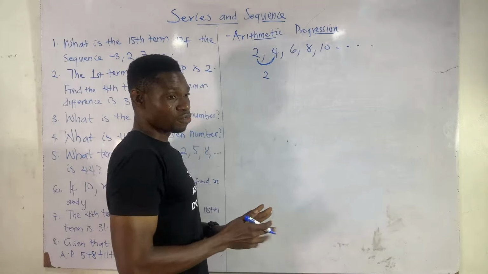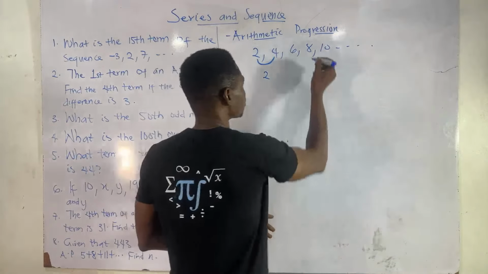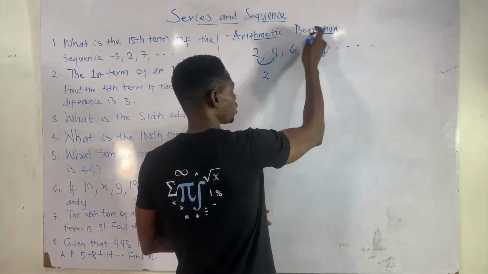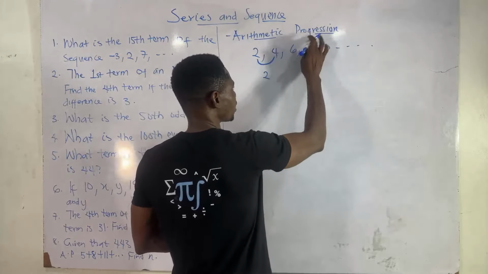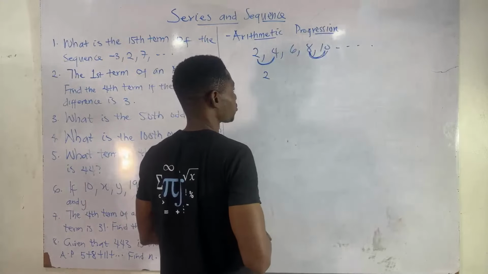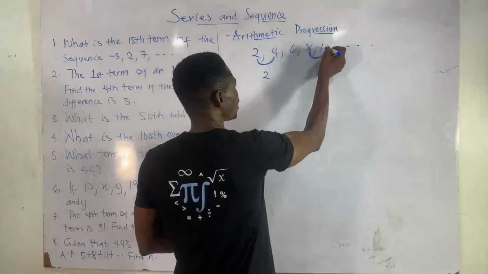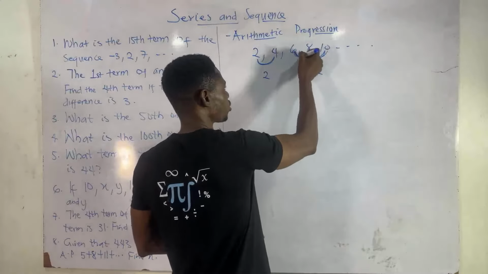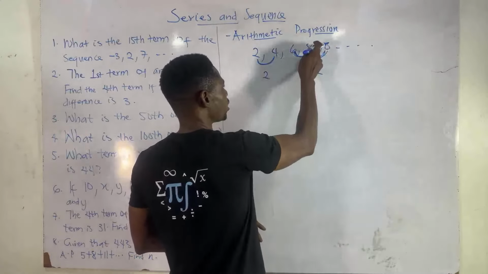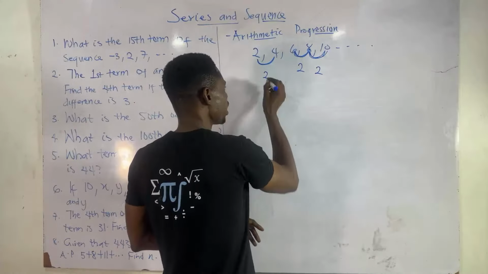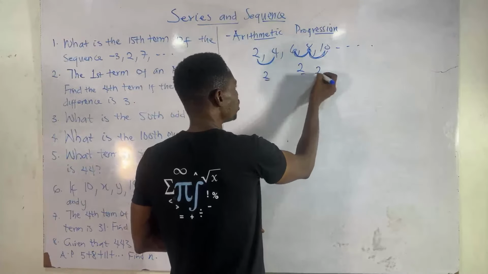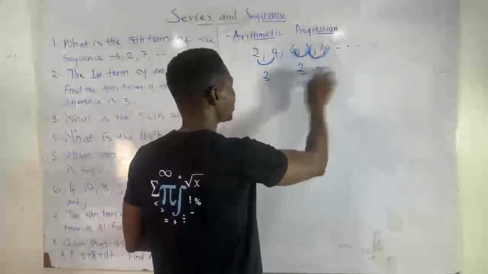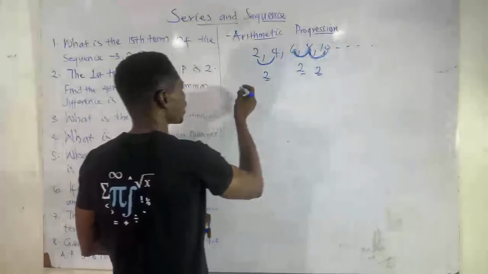Let's pick another set of consecutive terms, 8 and 10. They are consecutive because there's no number between them. What's the difference between them? 10 minus 8 is 2. Let's pick these two, 6 and 8. They are consecutive, right? The difference between 8 and 6 is 2. So if the difference between two consecutive terms throughout that series or sequence is constant, we'll say that is an AP.